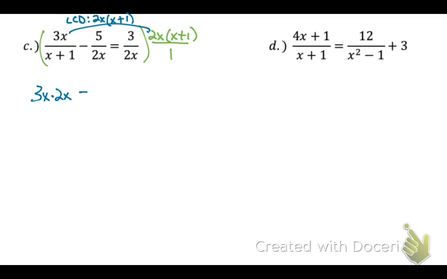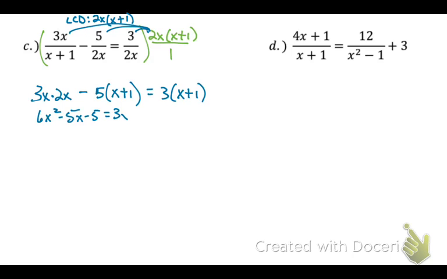Now with my second expression, and I just have minus, my 2x's divide out, and so I have 5 times x plus 1. And then my equal sign, and then my third expression, the 2x's divide out, and I'm left with 3 times x plus 1. So now it's just cleanup work. So we have 6x squared minus 5x minus 5, we have to distribute that negative, equals 3x plus 3.